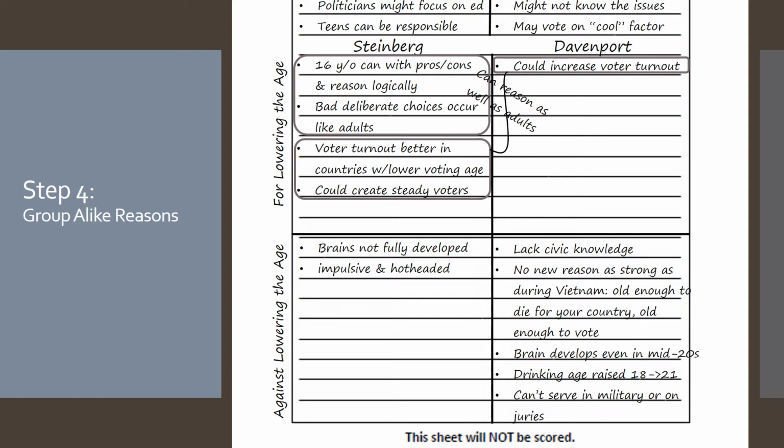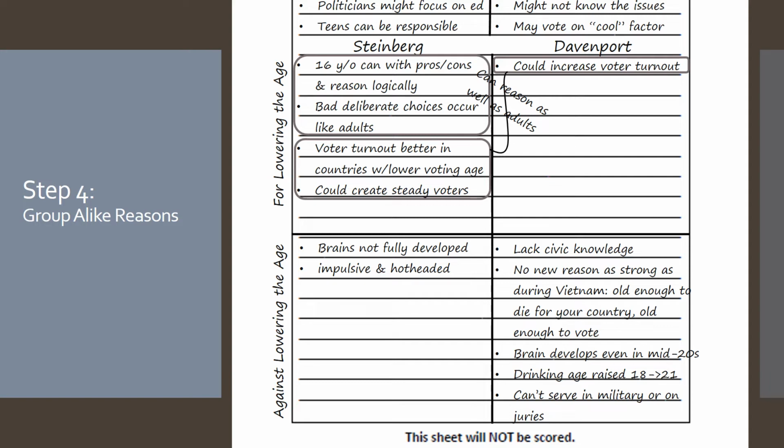Like obviously those first two bullet points were similar, where it says 16-year-old can weigh pros and cons and reason logically, and bad deliberate choices occur just as often as in adults. So in my own words, I'm going to say that they can reason as well as adults, and that's kind of a broad way of stating it. And I want to say something that's going to have to be proven whenever I'm grouping these together.